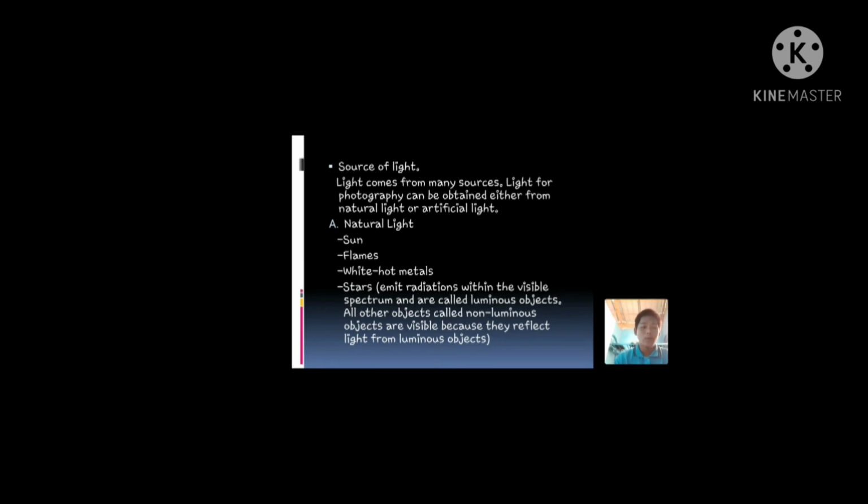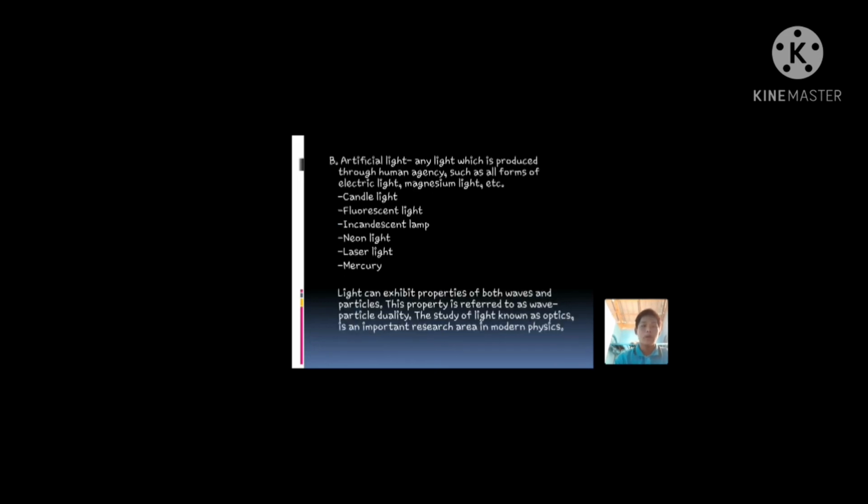All other objects are called non-luminous because nag-reflect ito ng light na galing sa maliwanag na bagay. Artificial light, any light which is produced through human agency such as all forms of electric light, magnesium light, etc. Ang mga artificial light ay candle light, fluorescent light, incandescent lamp, neon light, laser light, at mercury.